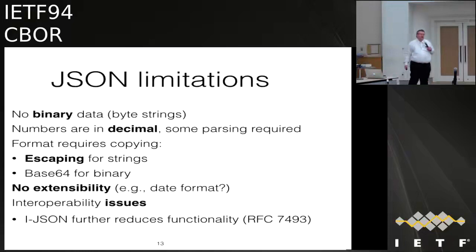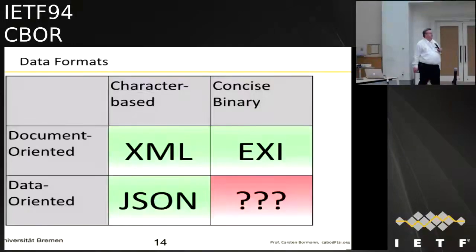So for a long time, I have used this slide here in my talks about data formats. The XML people actually have at some point defined something called EXI, which is their efficient XML interchange, binary format for sending around XML data. And we just had no idea how to do this in JSON.